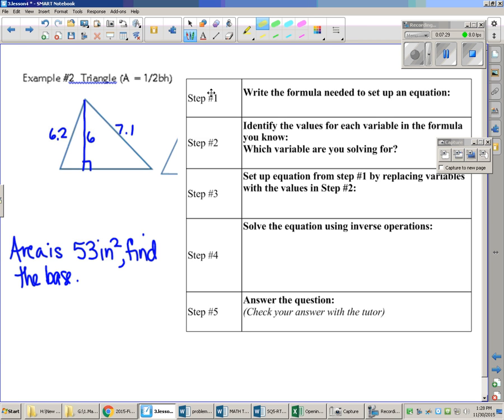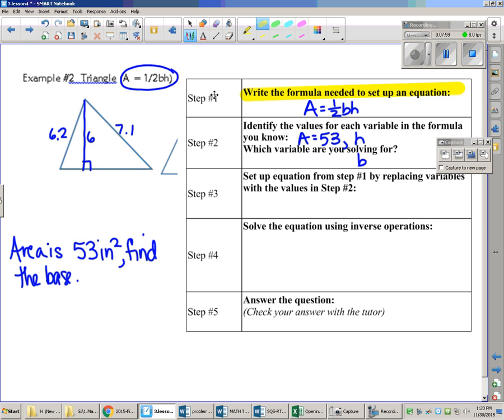And then they say write the formula that's needed to set up an equation. And the formula is given to us up here in the example. It tells us A is equal to 1/2 BH. Then they tell us to identify the values for each variable in the formula that you know and which ones you're solving for. Well, I know my area is 53. I don't know my base, and I know my height. I've got to figure out which one is my height.